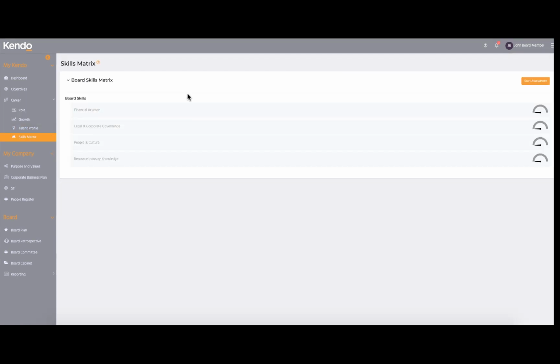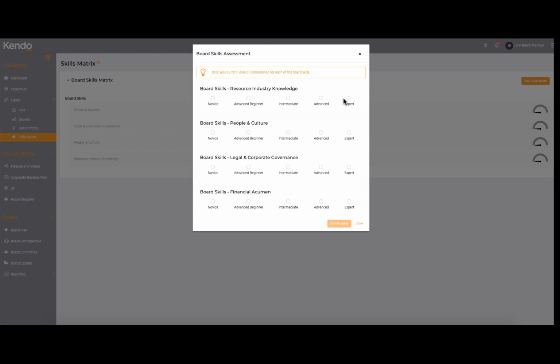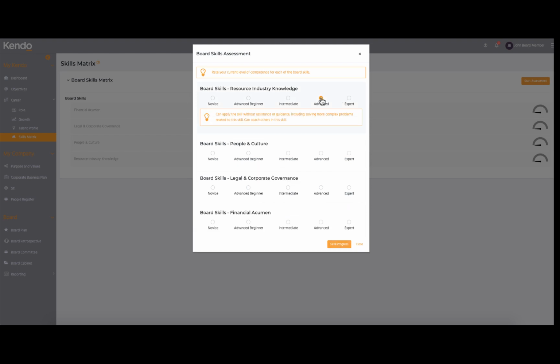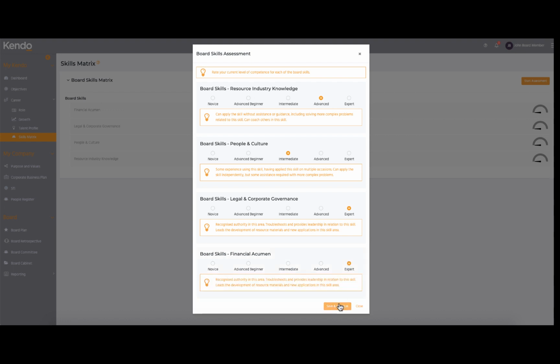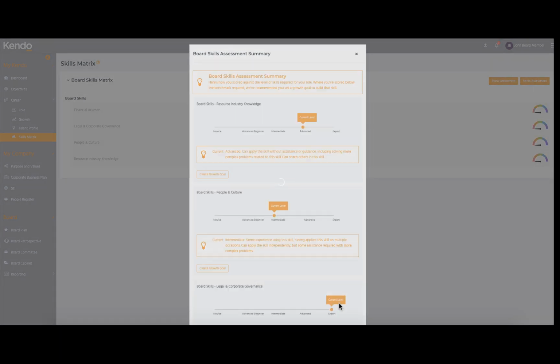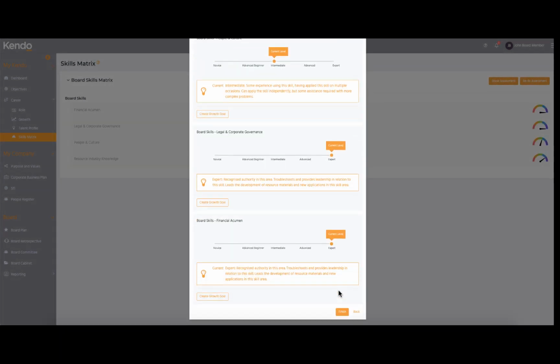To ensure the board has the skills, knowledge, and experience needed to effectively steer the company, each individual board member should undertake a skills assessment against the skills defined in the role to identify any gaps and set growth goals where appropriate. This is done using the skills matrix.